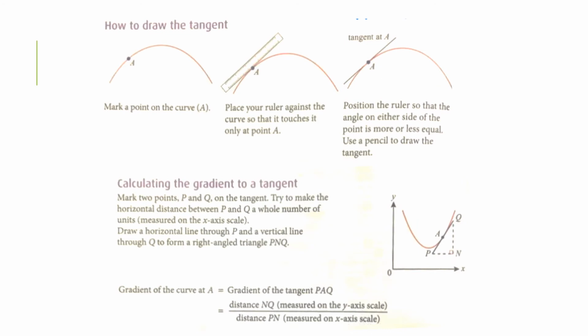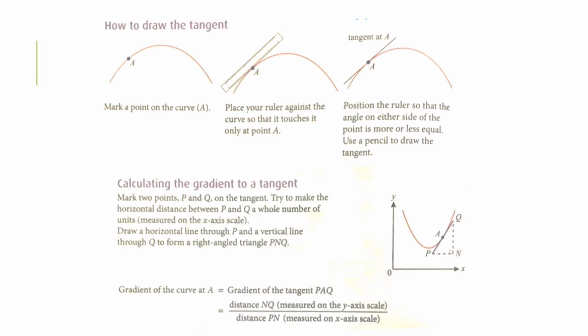So how can we draw the tangent? First of all, mark the point whose gradient you want to check with a dot. Later you place a ruler and try to touch only that dot you just made, and then draw the line so that the angle on either side of the point is more or less equal. Try to use a pencil. If you made a mistake, just do it again.